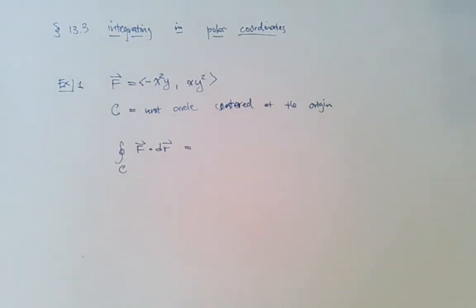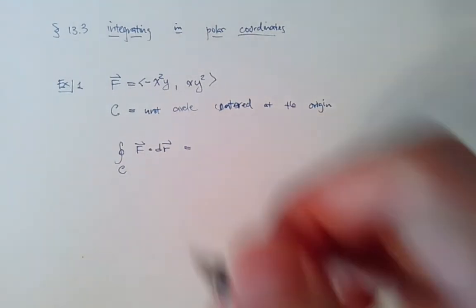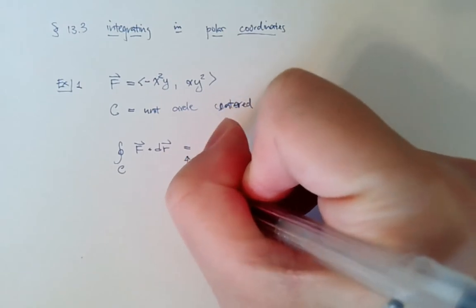So we have a vector field given above, negative x squared y, xy squared, and then a curve c, the unit circle centered at the origin. And there are two ways that you know how to calculate this integral. One is you can parameterize c and then use the definition. The other thing is you learned about Green's theorem last time. So I would like you to use Green's theorem. Okay. So use Green's theorem.